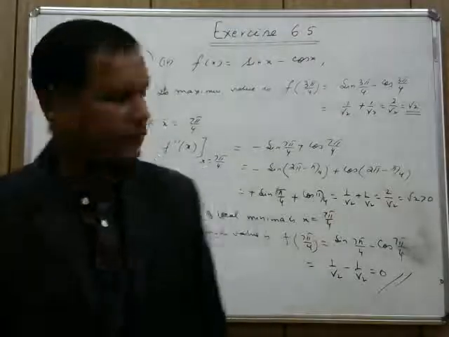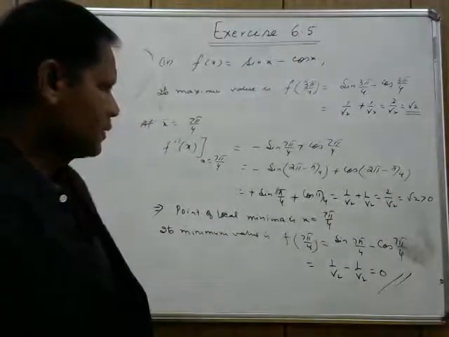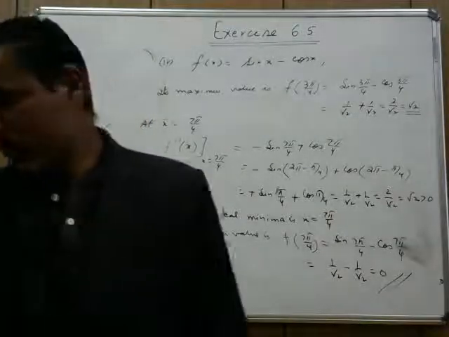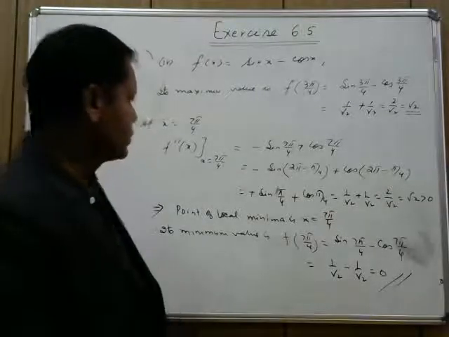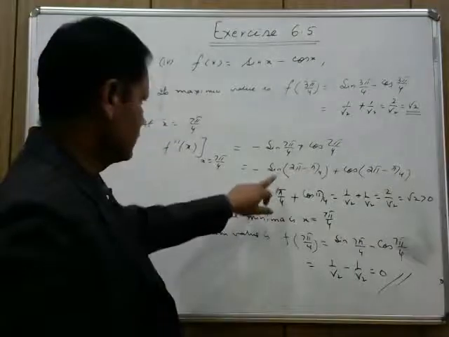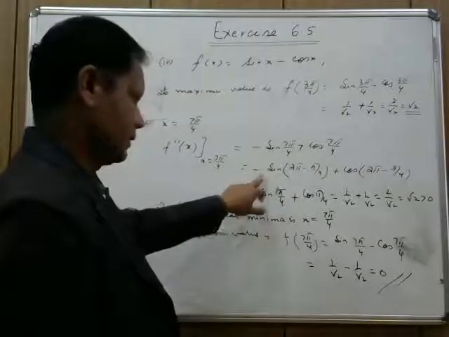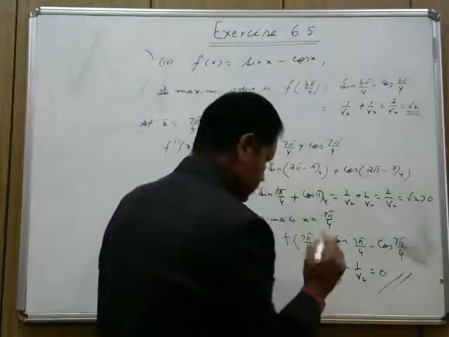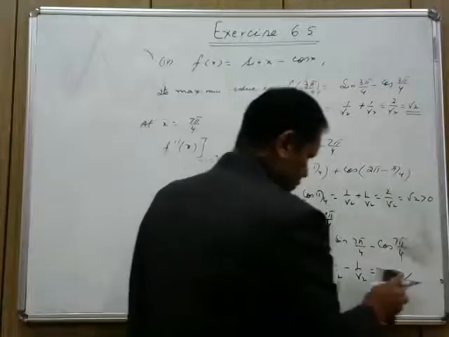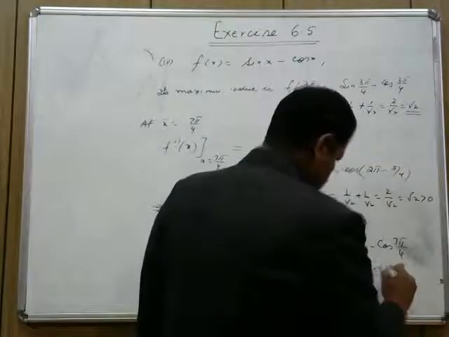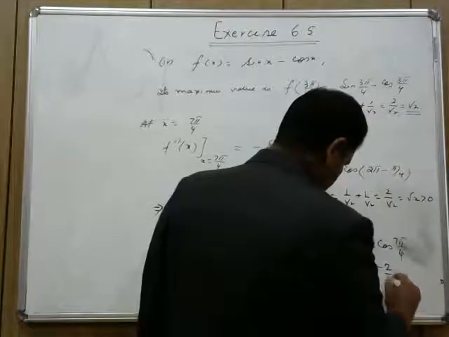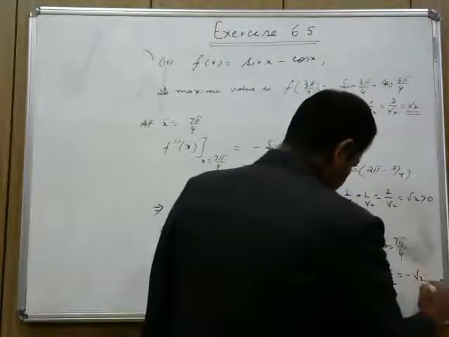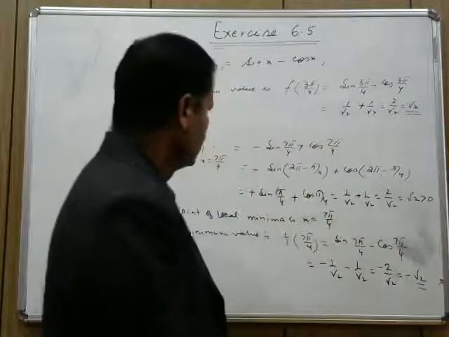Sin 7π/4 minus cos 7π/4. Sin 7π/4 is minus 1 by root 2. Here sin 7π/4 is negative. So minus 1 by root 2, and this is also minus 1 by root 2, so minus 2 by root 2, and that is equal to minus root 2, right?